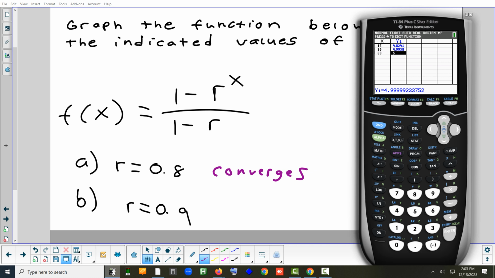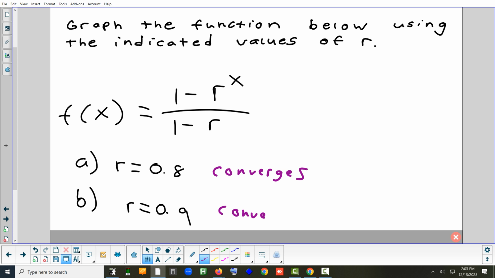Let's try 0.9. Let's change it to 0.9, and change r to 0.9. All right, so let's look now. At 15, we're at 7.9. At 30, we jumped up to 9.5. At 60, we jumped up to 9.9. Let's go even further. 120. So this would be the 120th term down in the sequence. 9.99999. Does it look like we're converging this time? Yeah. What does it look like we're converging to? 10. So this one converges. So they both converge. The difference is 0.9 converges slower than 0.8.